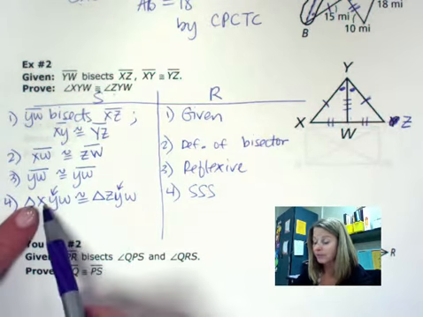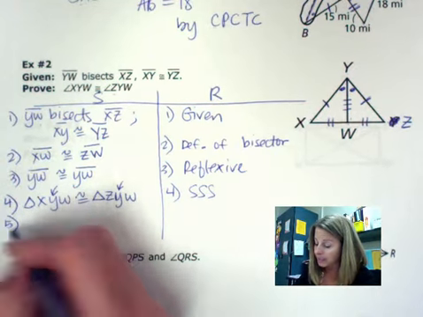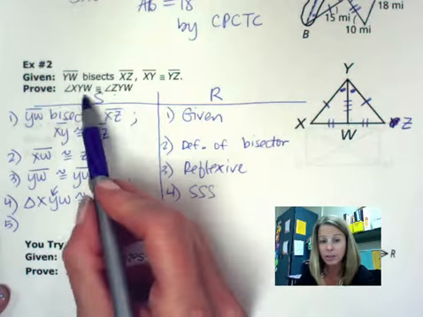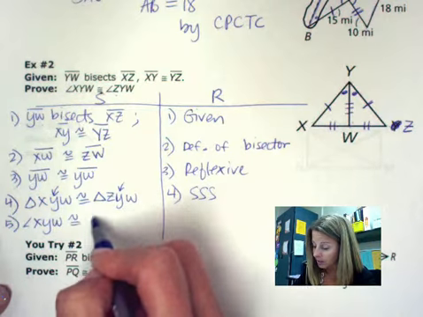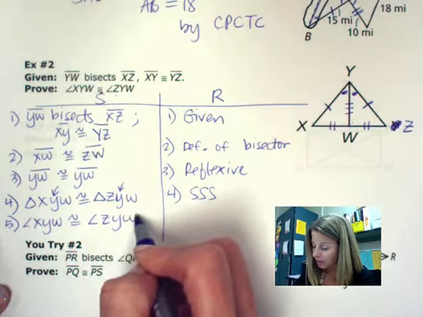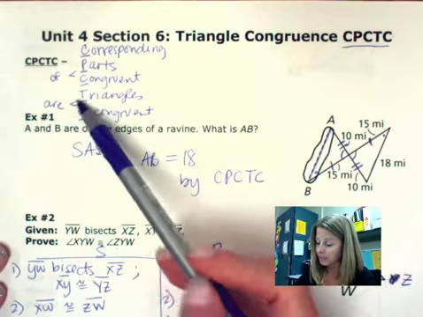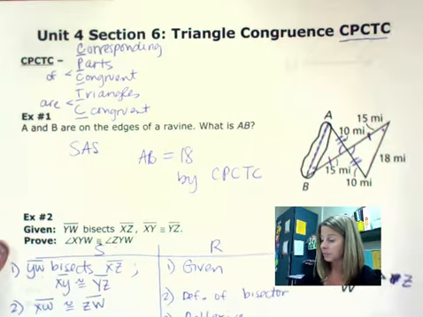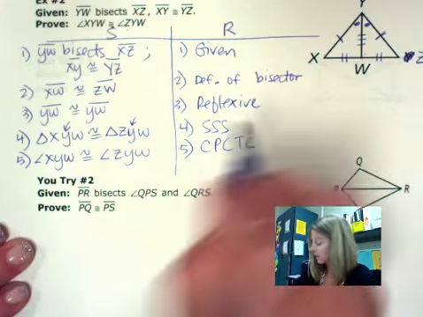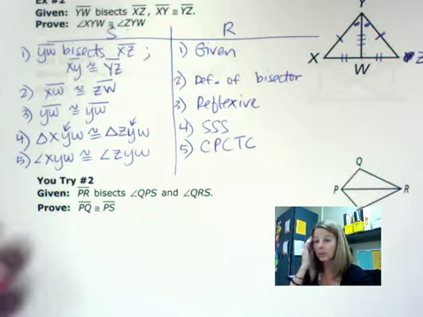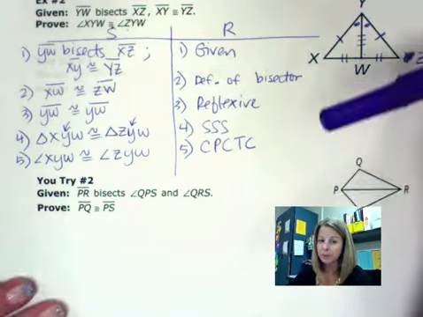Remember, if two triangles are congruent, all their corresponding parts are congruent. So I can use that reason to finish out by saying that these two angles are congruent. Angle XYW is congruent to angle ZYW. And I'm going to use this new acronym at the top here. I'm going to use CPCTC because all those corresponding parts are congruent. So we're really just continuing proofs and adding one more line there. Okay, so let's do the second one.